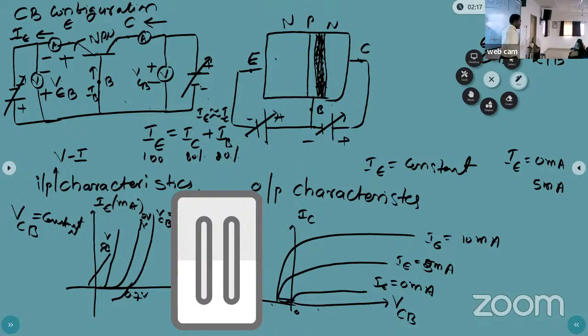Now, to draw the output characteristics, you keep the input current constant, because the input current affects the output characteristics. How do we keep the input current constant? By varying the bias voltage. That current you can fix in the ammeter, then you can leave the button. Now coming to the output circuit, you can vary the output voltage, note down VCB and IC, the collector current.